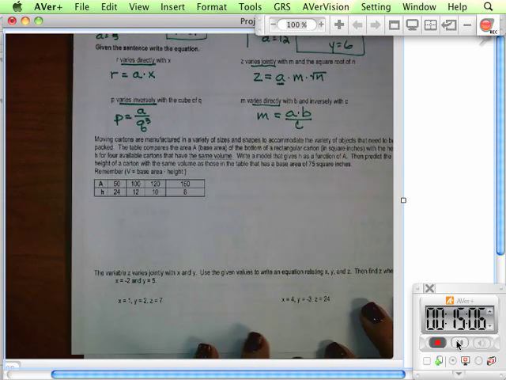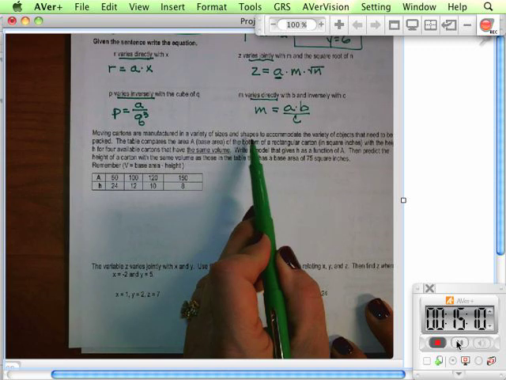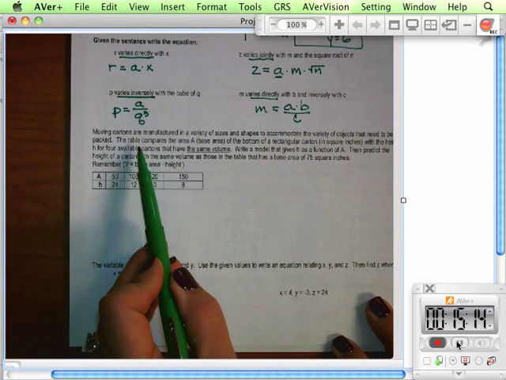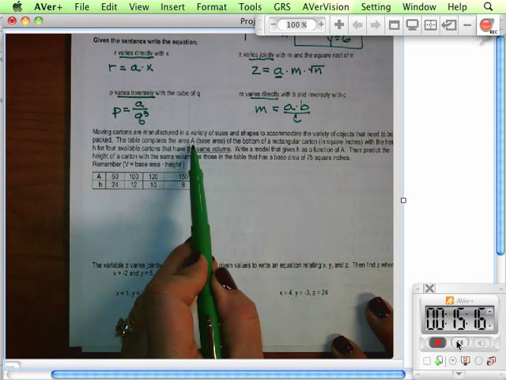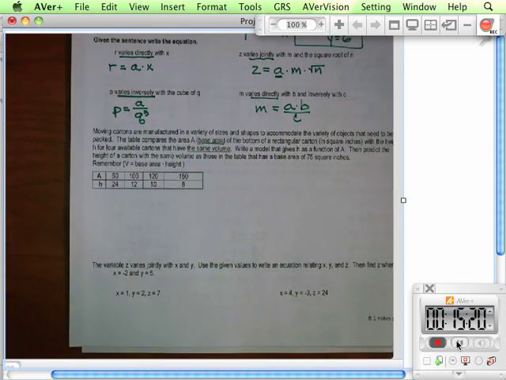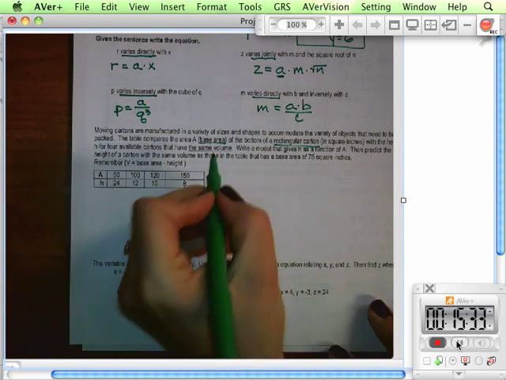Oh, look, a story problem, of course. Moving cartons are manufactured in a variety of sizes and shapes to accommodate the variety of objects that need to be packed. The table compares the area A, which is the base area. It's a what kind of shape, do you think? Rectangular carton. Oh, this is bringing in geometry. Okay, with the height H for 4 available cartons that have the same volume.